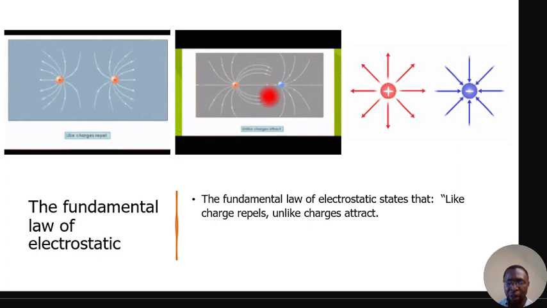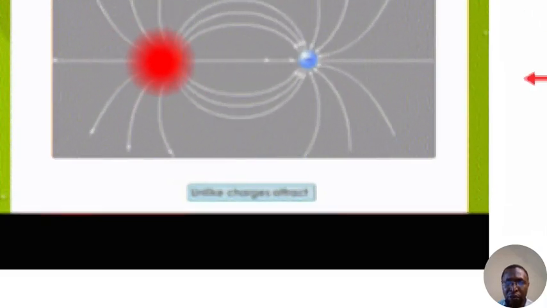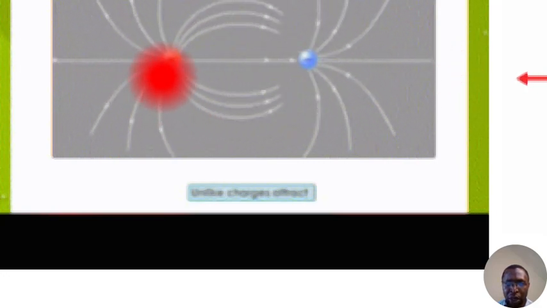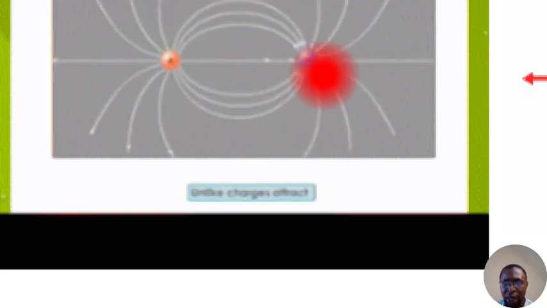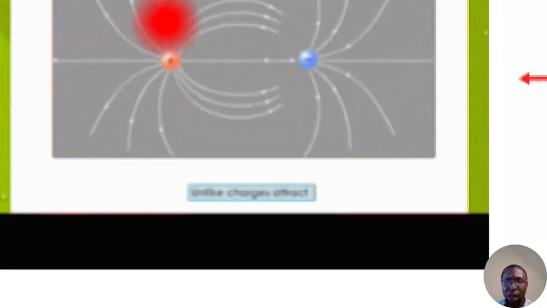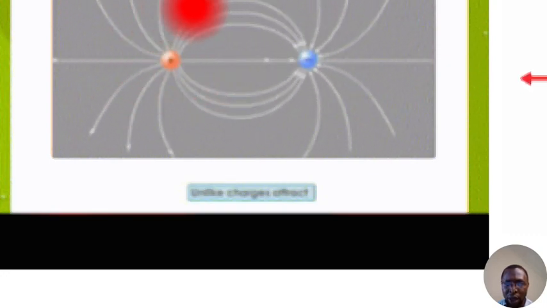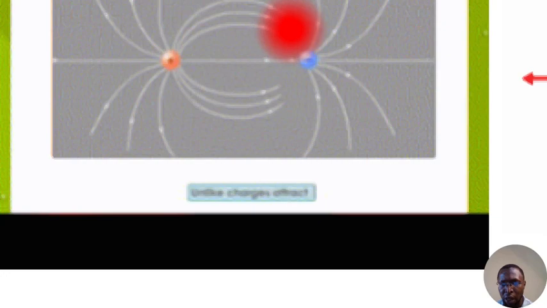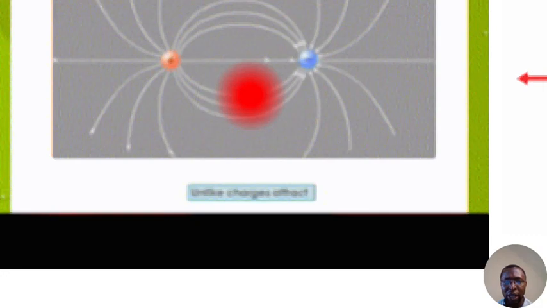If we take a closer look at this diagram, you will see that this orange one is a positive charge, while this blue one is the negative charge. And you could see that the positive charge is generating its field, and this field is being attracted by the negative charge. At the end of the field, you could see the direction of the electric field. They are attracted to each other. The positive one generates its field and it goes to attract the negative one. So this is what unlike charges attracting each other looks like.